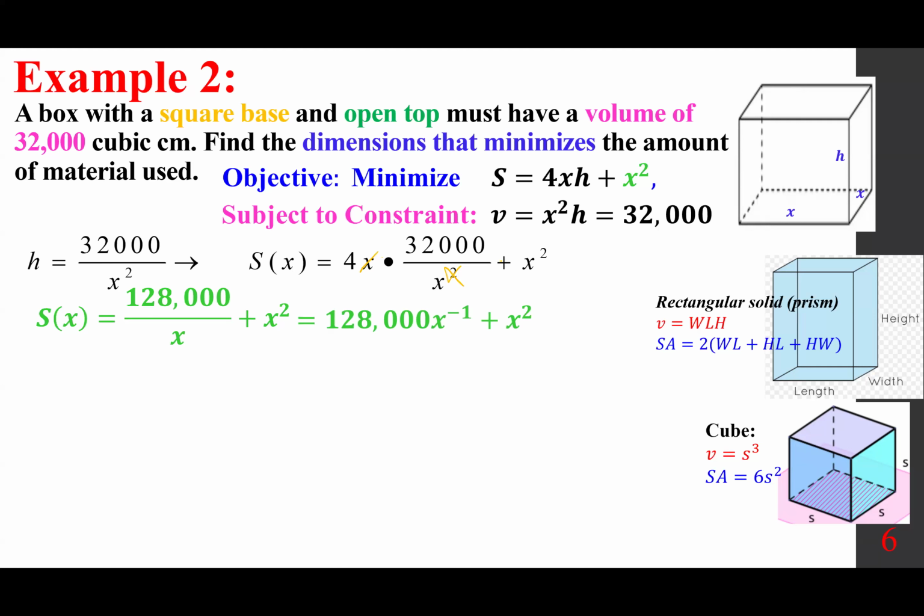And x represents dimension. There is no other information. X must be positive. In other words, this is our domain, 0 to infinity, an open interval of 0 to infinity. So to find CPs, critical points, we find S prime, and we use this one. S prime of x is -128,000 x to the power -2 plus 2x.